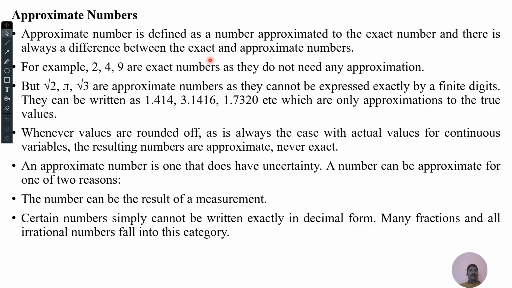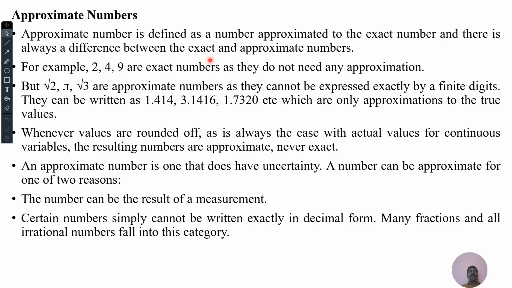Okay. Next, approximate numbers. What is an approximate number? An approximate number is a number that is approximated to the exact number. 3.3333 is an approximate number, which comes from 10 divided by 3. We didn't get the exact number; we didn't get a finite decimal number. We got a floating value. That is called an approximated number. Here is the difference between exact and approximate numbers.